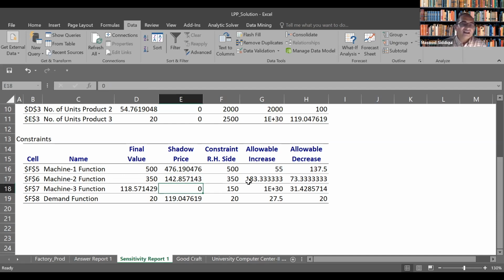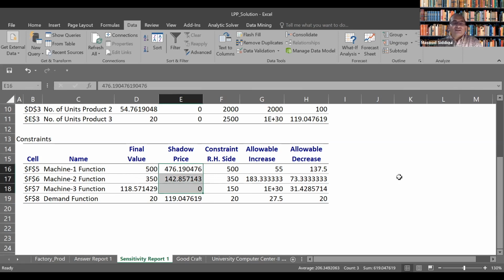It is logical because if we get 1 hour extra, since we are already having 31.42 hours remaining for machine 3, even if we have one more hour for machine 3, that is of no use, meaning our profit won't increase. So a shadow price would be there if our constraint reaches the boundary condition, meaning slack or surplus becomes 0, right? And for machine 3, the shadow price would be 0, right? So this is the concept of the shadow price.